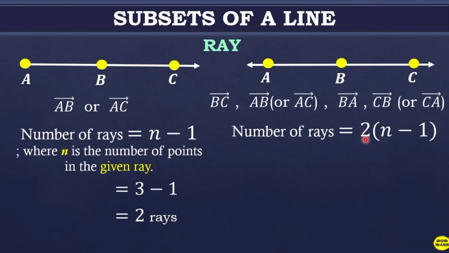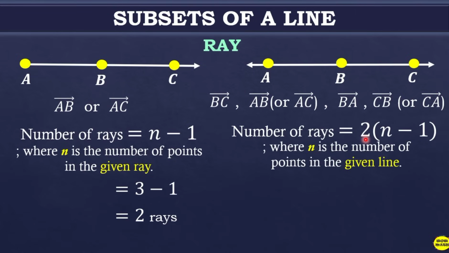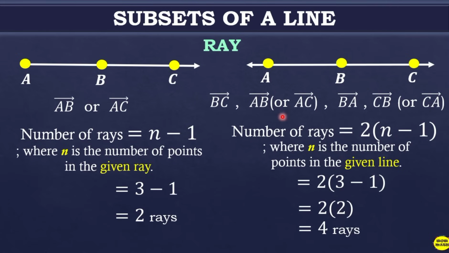Okay? So, number of rays, so 2 times the quantity of n minus 1. So, substitute natin. Meron akong 3 points. So, 2 times 3. Lalagay natin dito 3. So, 3 minus 1 is 2. 2 times 2, we have 4 rays. I-check mo. 1, 2, 3, 4. Okay. So, tatandaan po na iba po ang pagkuha ng number of rays kapag ang figure mo ay ray, at iba rin po ang pagkuha ng number of rays kapag ang figure mo ay line. Okay, kasi mamaya gamitin nyo to pero ang figure nyo naka-line.